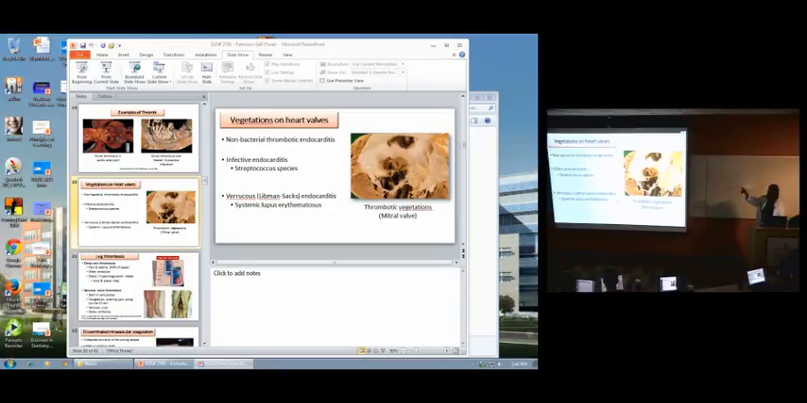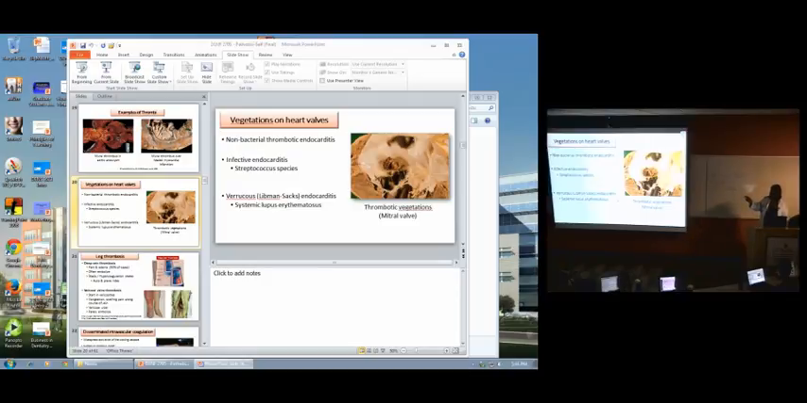With the infective one, those vegetations actually contain microorganisms. So that's more likely to create problems for the patient, because not only do you have the complications from the thrombus, but also the infection. The microorganisms can also detach, go somewhere else, and cause infection, creating more problems for the patient.